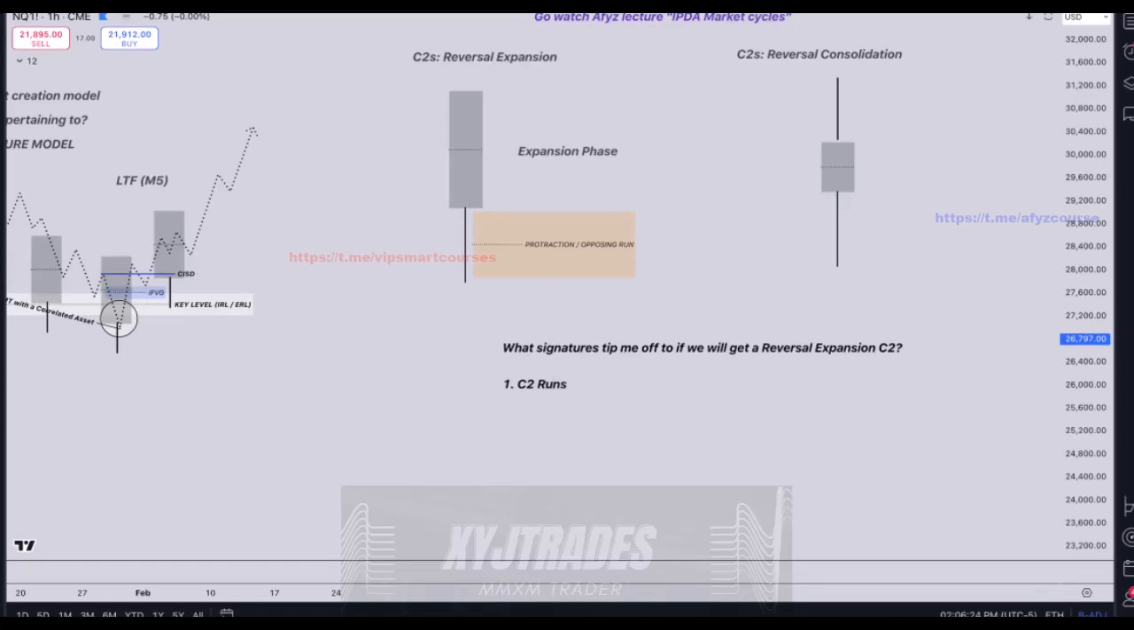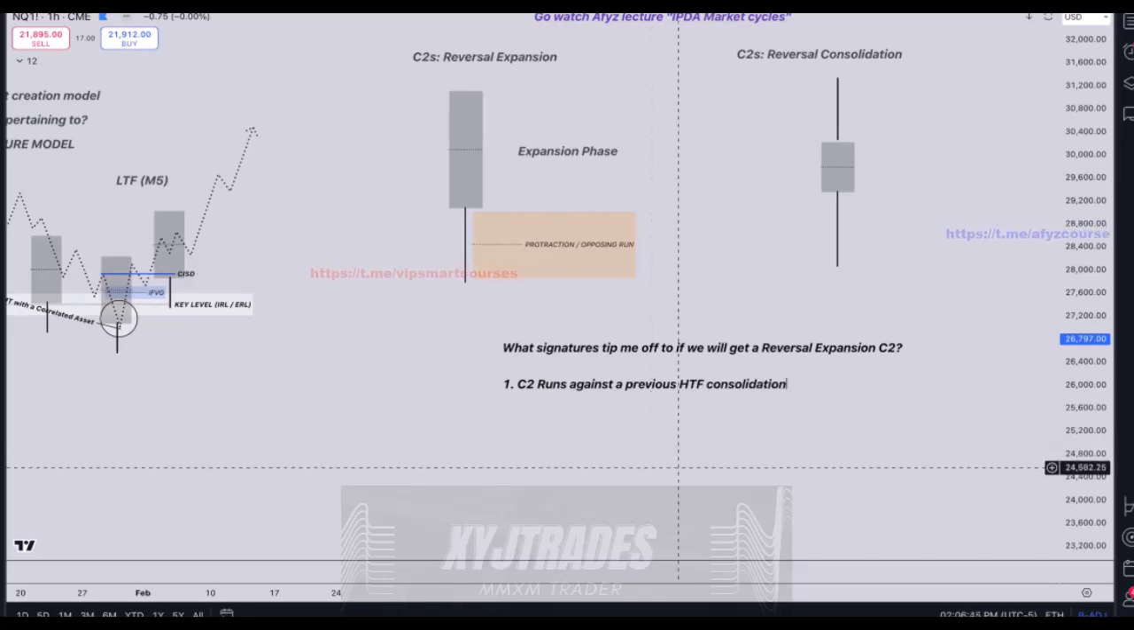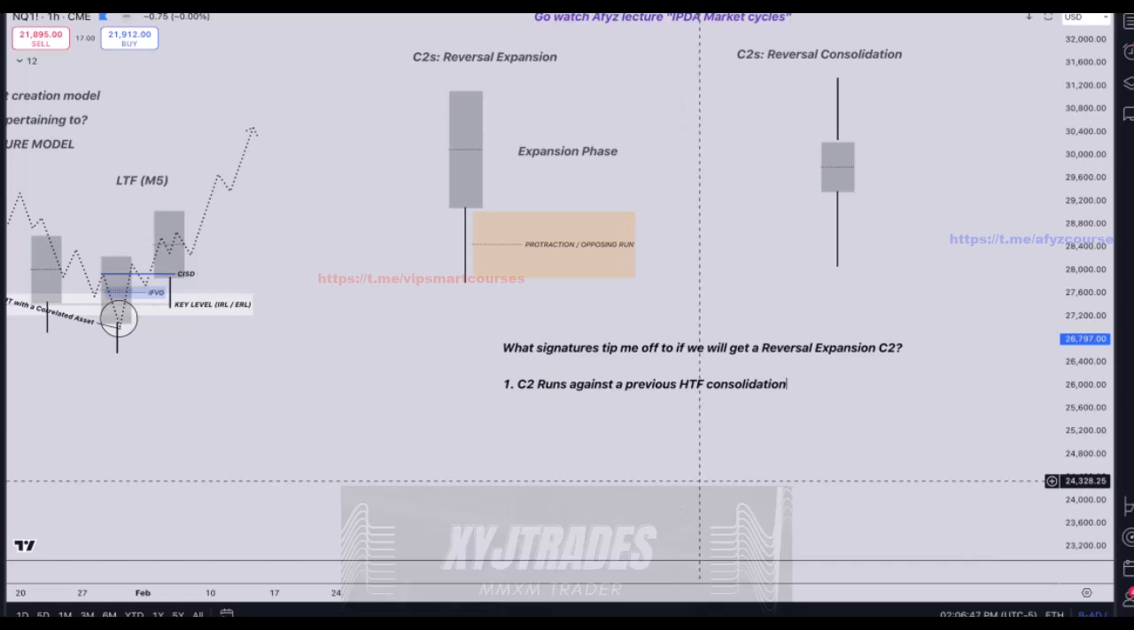C2 runs against a previous higher time frame consolidation. C2 runs against a previous higher time frame consolidation. I bet you've never heard of that before. Think about why I'm saying that. What is so important about a higher time frame consolidation being ran? What have you ever heard about small ranges and large ranges?